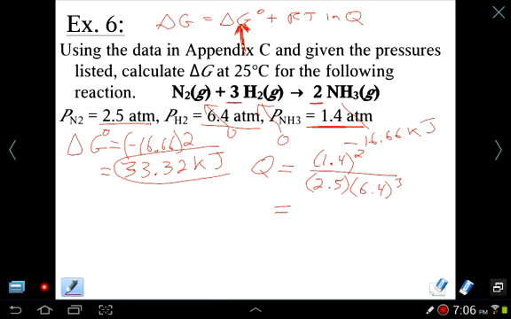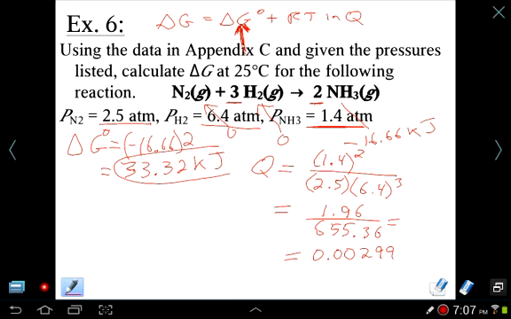So 1.4 squared gets us 1.96, and the bottom, 6.4 cubed times 2.5, gets us 655.36. Divide the 1.96 by 655.36, and this value gets us 0.00299.